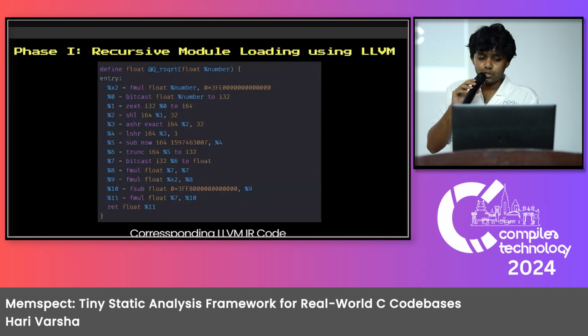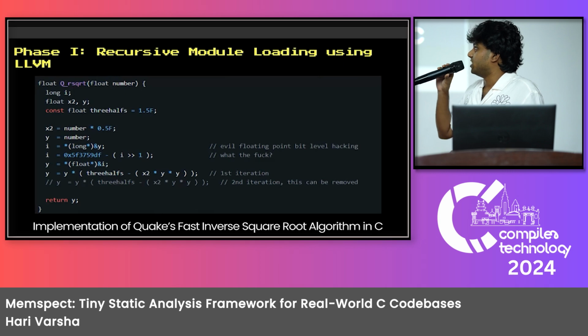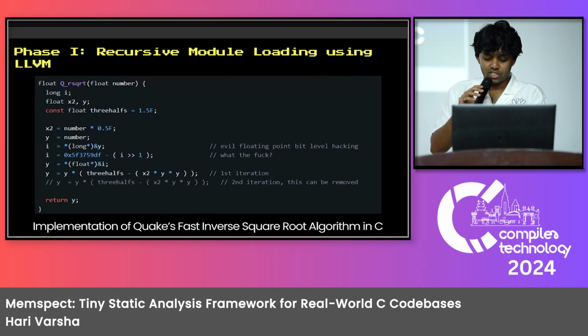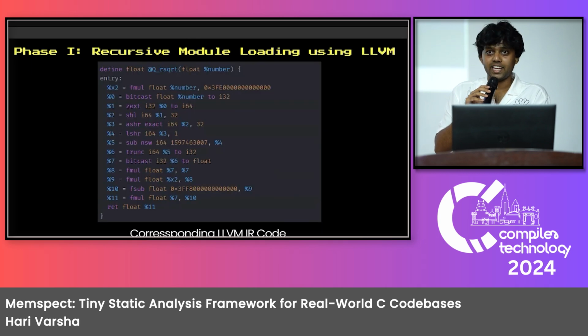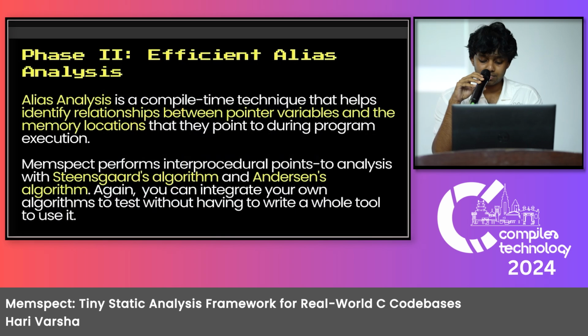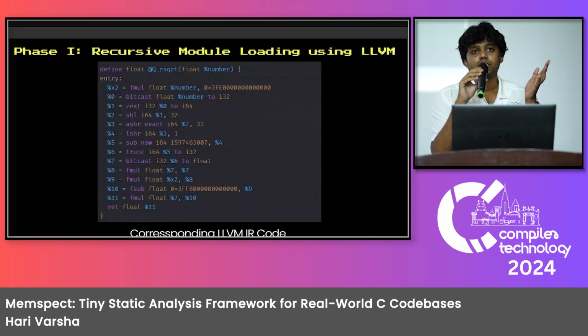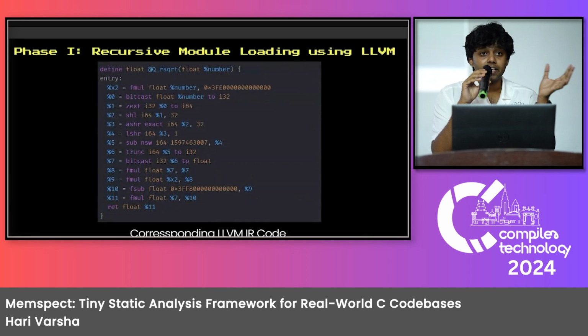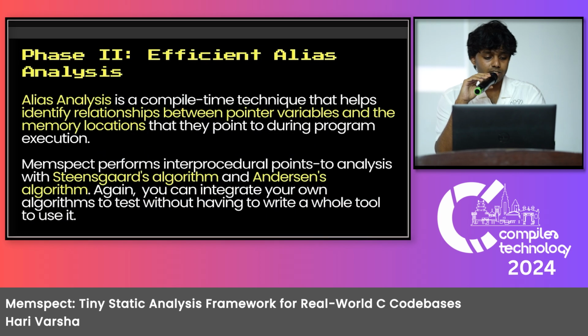The computer obviously cannot know whatever this is. The computer does not understand English, so it's just going to go with IR, right? And IR is pretty simple. It has barely any pass cases. So essentially, the first thing you're going to do with Memspect is take your entire code base and bring it to an IR. Next is alias analysis, right?